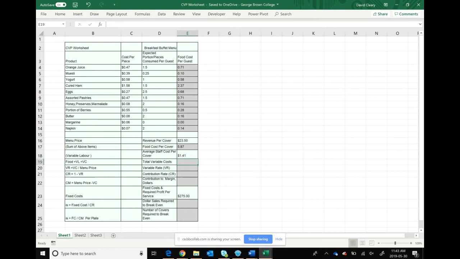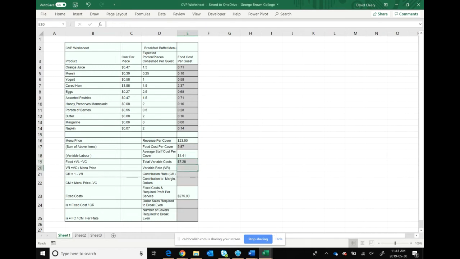Next, we want to find the total variable costs associated with one guest, and the calculation in this case would simply be the food cost per guest as well as the variable labor. So we're just going to add those two together. At this point, a guest comes in, they're going to spend $23.50 at our buffet. In just variable costs for one guest, it's going to cost us $7.28 to generate that revenue.